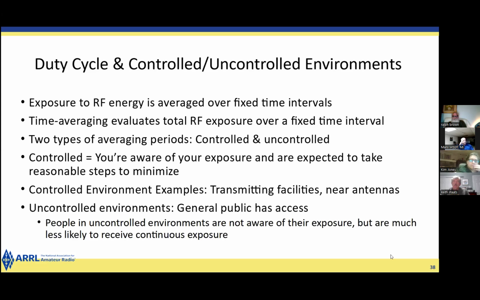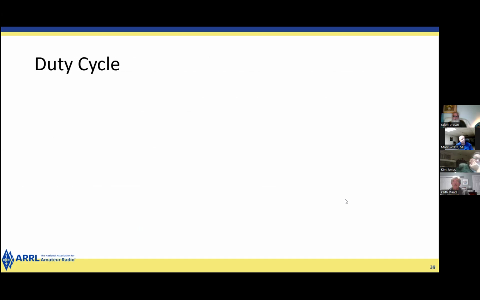In uncontrolled environments, the general public has access. People in uncontrolled environments are not aware of their exposure, but are much less likely to receive a continuous exposure. So that would be your next door neighbor. If you're running Field Day and you're set up in a park, people walking through the park, what would be their exposure?